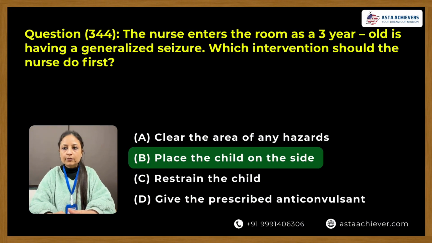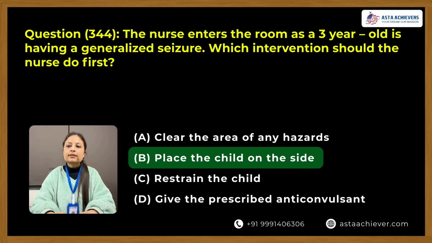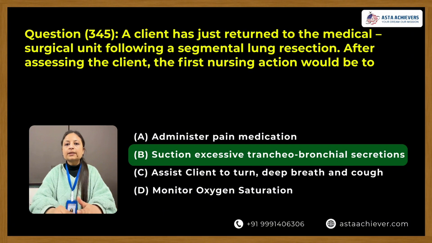Question number 344. The nurse entered the room as a 3-year-old is having a generalized seizure, and which intervention should the nurse do first? So option A, clear the area of any hazards, option B, place the child on the side, option C, restrain the child, and option D, give the prescribed anticonvulsant. So option B, place the child on the side is the correct answer, because protecting the airway is the top priority in a seizure, and if a child is actively convulsing, a patent airway and oxygenation must be assured.